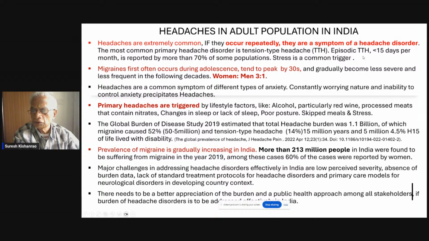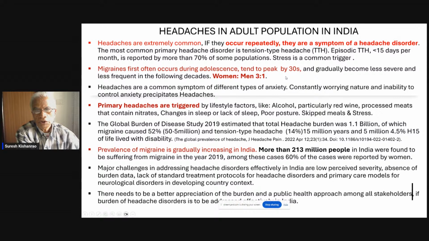Episodic headaches, less than 15 days per month, are reported usually in school and college going children and in office goers where there is discord between the supervisor and the functionary. This affects about 70% of the headaches in the current days. The common reason is stress, some or the other stress.